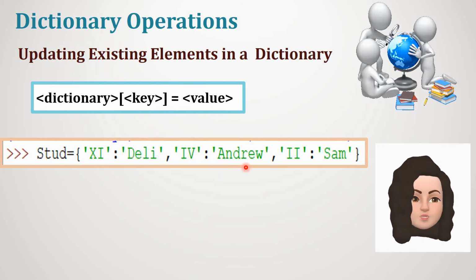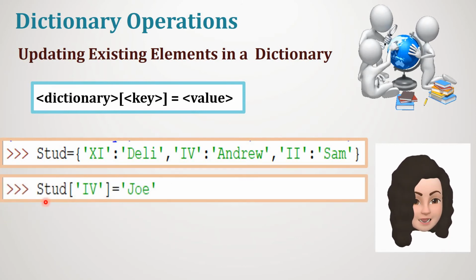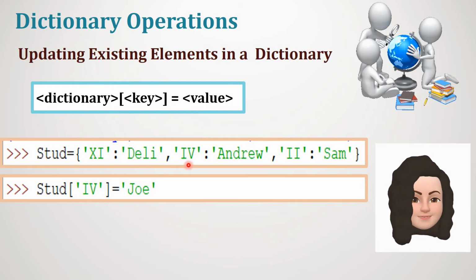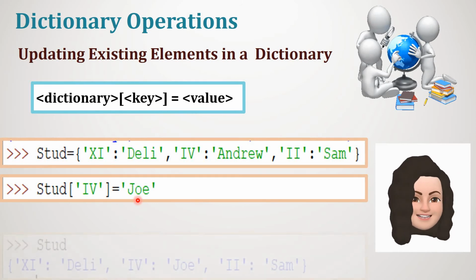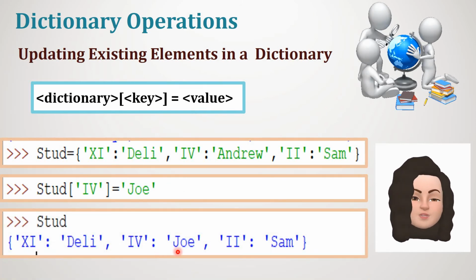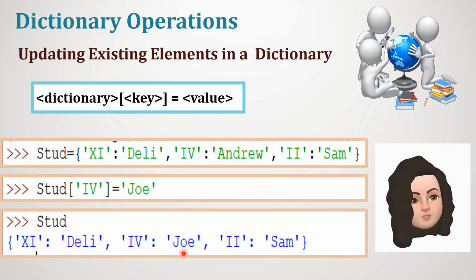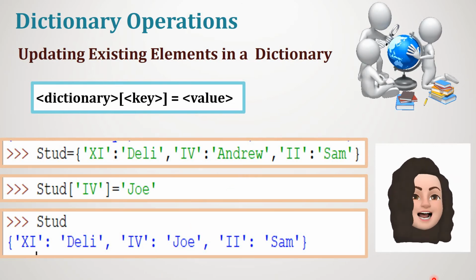So how should we do this? Specify the name of the dictionary STUD, within square brackets the key 4, equal to the new value Joe. Now let's display the dictionary. Yes, for the key 4, the value is now changed from Andrew to Joe. This is how you have to update the elements of a dictionary.